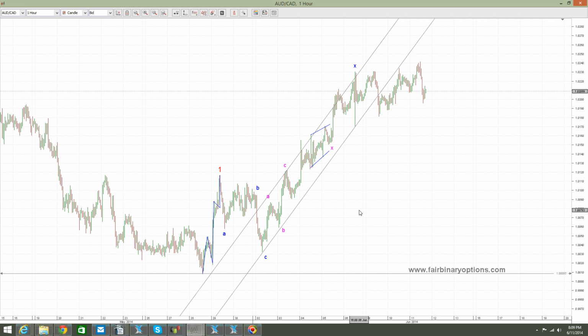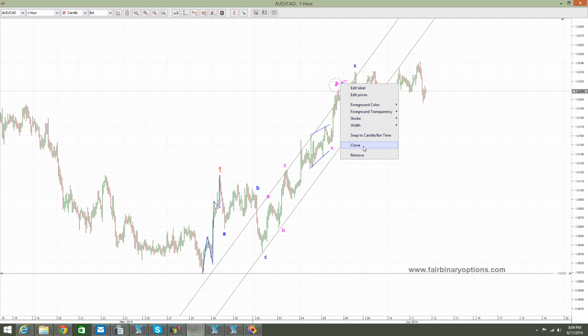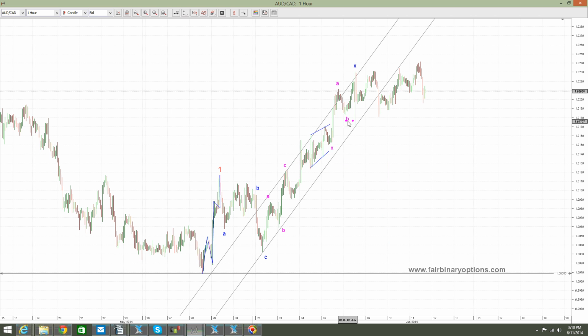Then we need to have, of course, the second ABC, but out of this degree, out of pink. So it will go with A, it will go the B wave, and of course it will go the C wave to the upside.